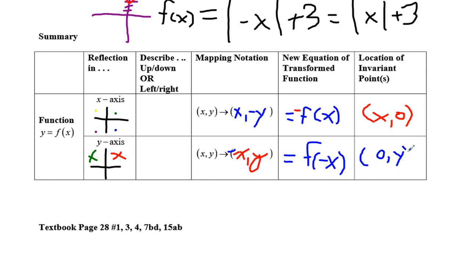Sorry about that, students. I made some blunders in this last section here, but with any luck, I have cleared them up. Alrighty, so all we're talking about today is reflecting over the x-axis, up, down, reflecting over the y-axis, which is a left-right.